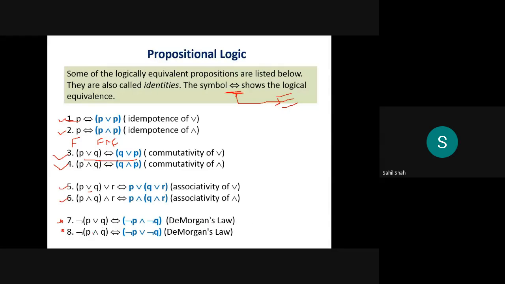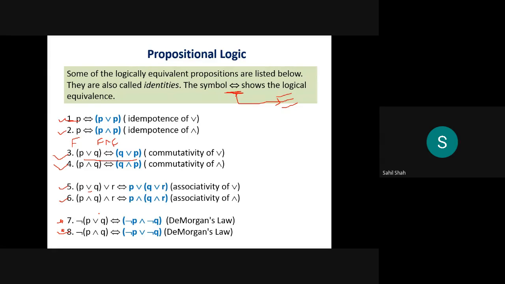Negation of (P conjunction Q) as a whole, bracket is used. So I will apply negation to P. Negation of conjunction is disjunction, negation of Q. I hope this is clear. Is this clear? Okay. Shall we proceed?